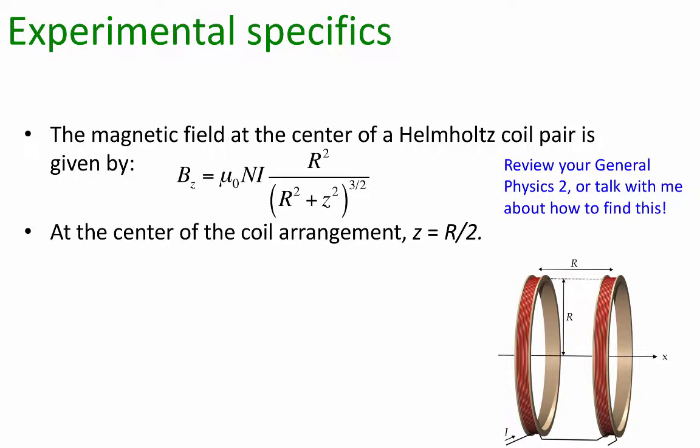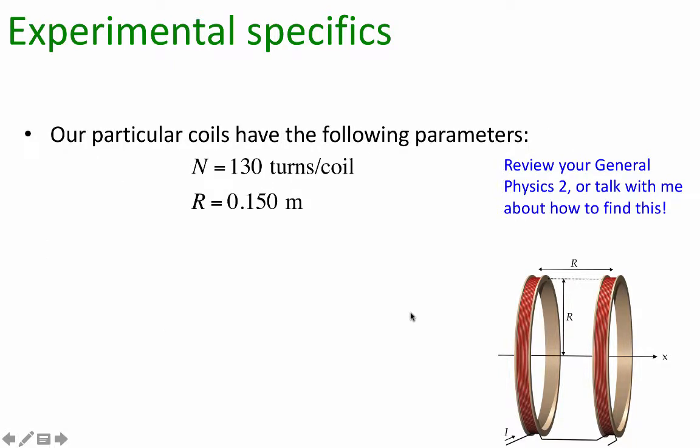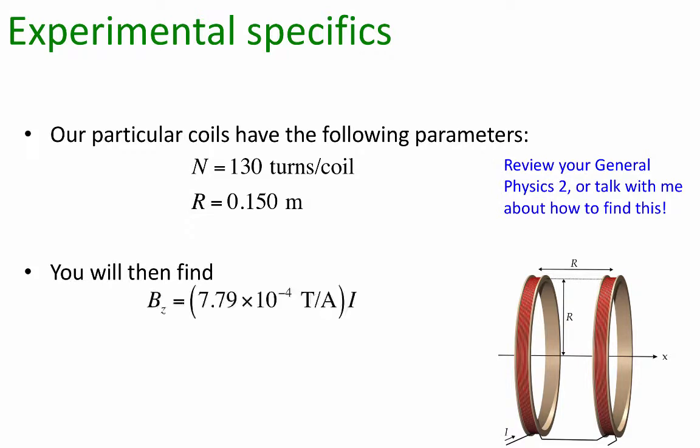The center of the coil arrangement has z equal to r over 2, and so this whole thing reduces because now we've got everything in terms of r, and then it just becomes a number with some constants, mu naught N over r times I. In our particular coil, you can look this up, N equals 130 turns per coil, and the radius of the coils is 0.150 meters. So what you're going to find is that the magnetic field equals 7.79 times 10 to the minus 4 Tesla per amp times the current in the coils. That's really helpful, and you can use this as your conversion factor from current to magnetic field.